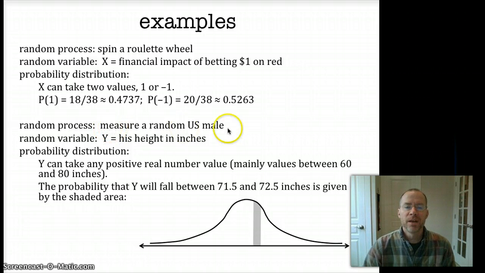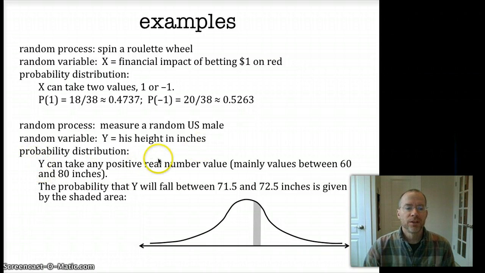So, measure a random US male. We're just thinking, okay, that's the random process. Just imagine you pick somebody at random and you measure them. Then there's this random variable y, which is generated by the result of that process, and y is the height of this guy in inches. Okay, so you're imagining this could happen over and over and over again, and it would generate these random heights.